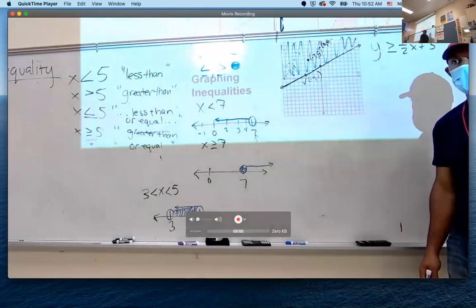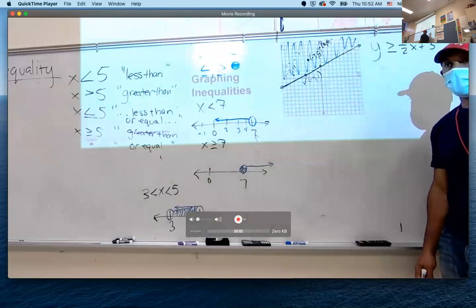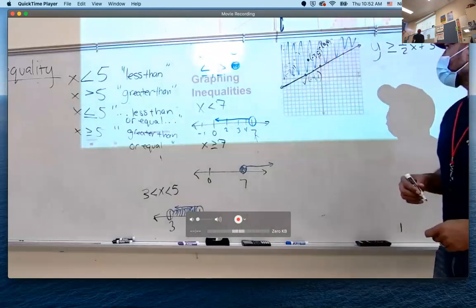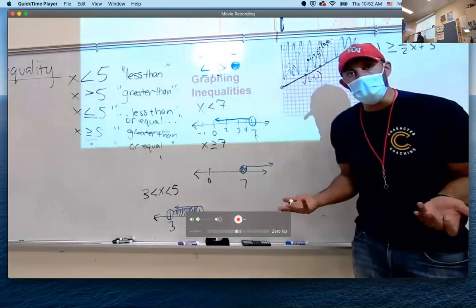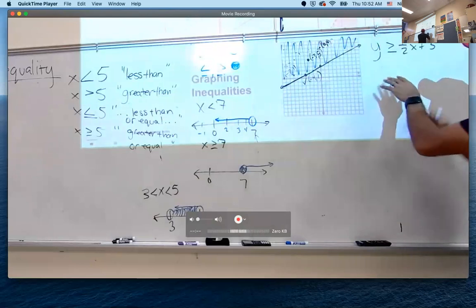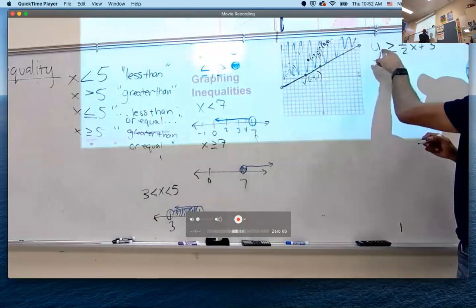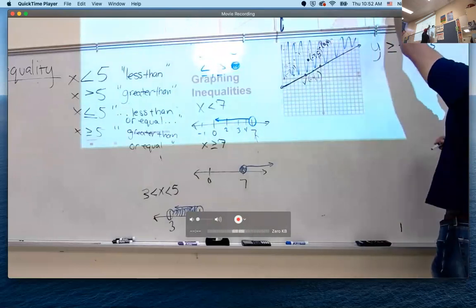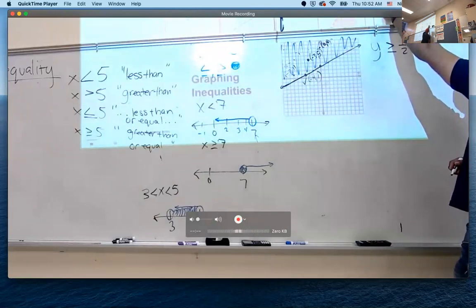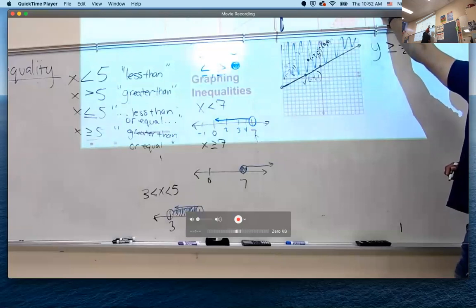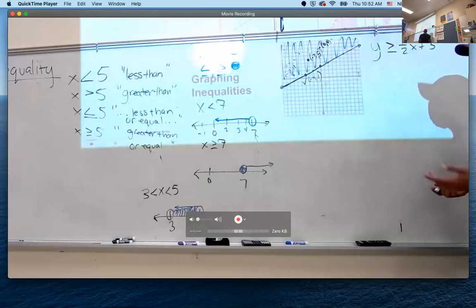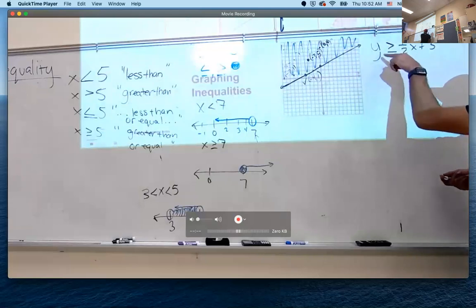Yes. How do you know which side we shade? Good question. So the question was, which side do you shade? You need to look at the symbol, and if it's greater, so if the mouth opens to the Y, we're going to shade above the line. Positive, negative doesn't have to do with whether it's shading above. It's the direction of the sign.